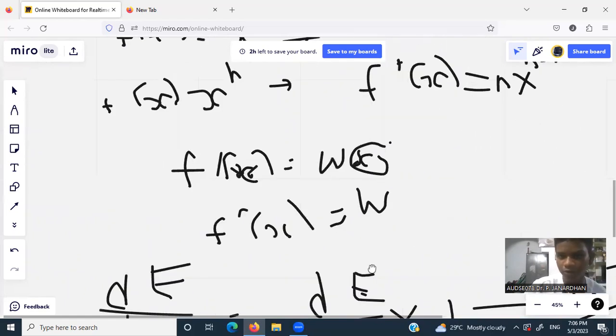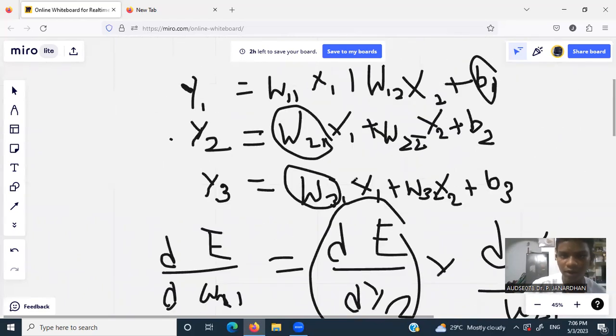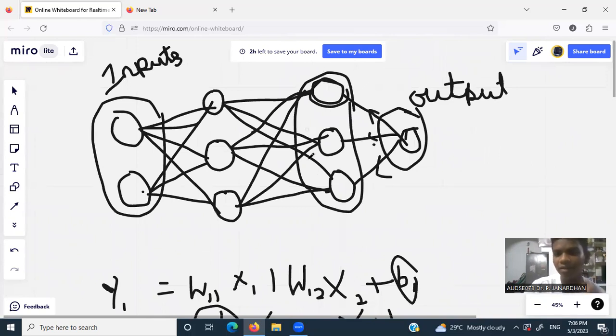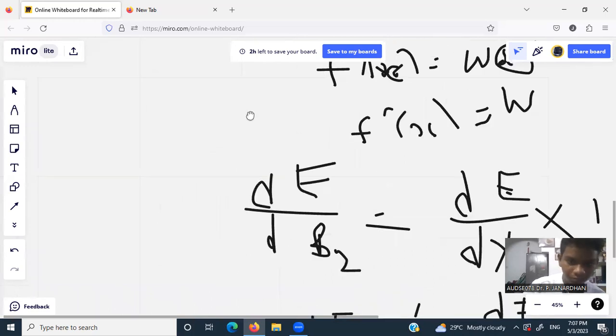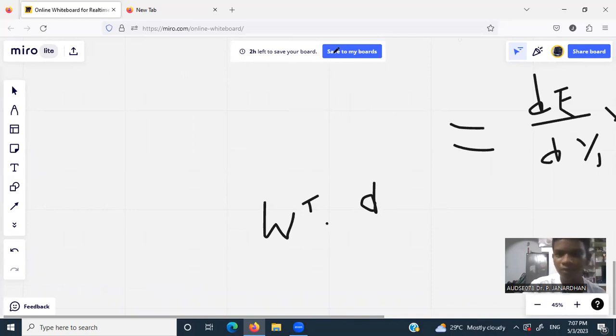So let me just show you. We are calculating for this layer, right? So we are going to create a matrix called W, and this W is going to hold all the weights in just one matrix. Hope you understand. Very sorry for the problems, I think there is a problem with my computer.